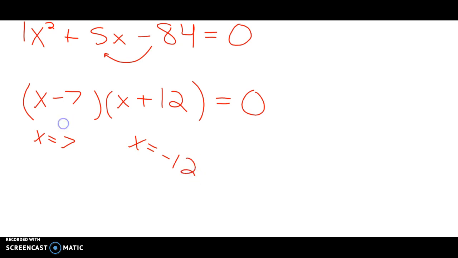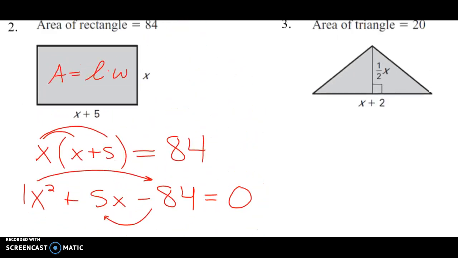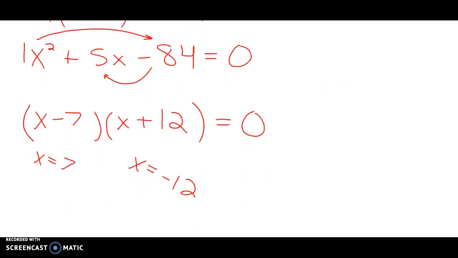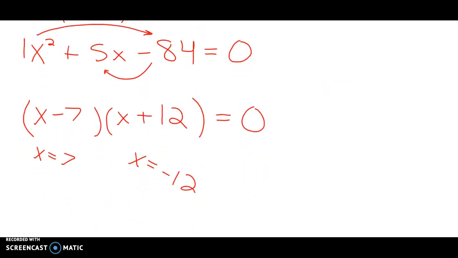But we need to go back and think of what this problem is asking me. What are the dimensions of this room, or of this closet, or of the backyard? So which one of these does not make any sense at all? Negative 12. My yard is not negative 12 meters long. So cross it out. And x is 7. That one makes sense, right?